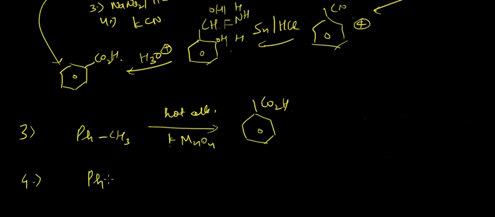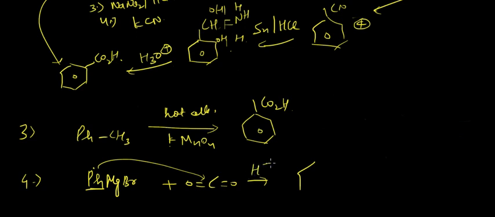Is there any other method? If we have a Grignard reagent RMgX, where R is Ph, and we are reacting it with carbon dioxide, then obviously it will attack the carbon atom, and in the acidic medium we'll get something like a carboxylic acid.